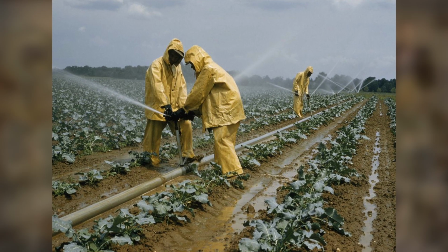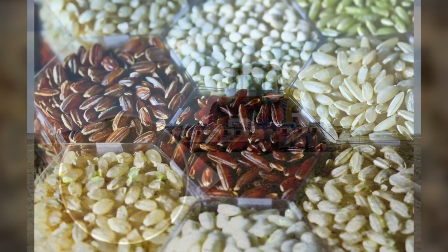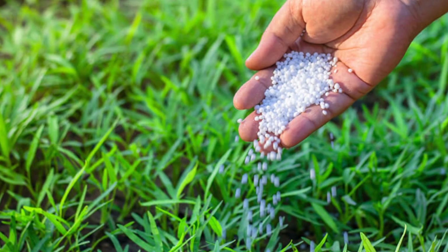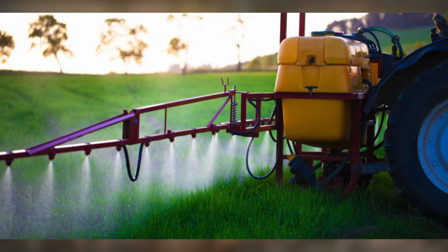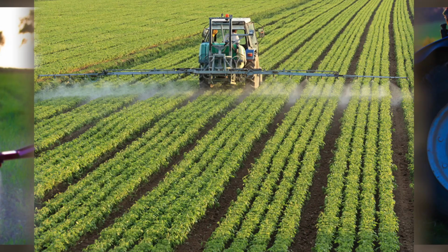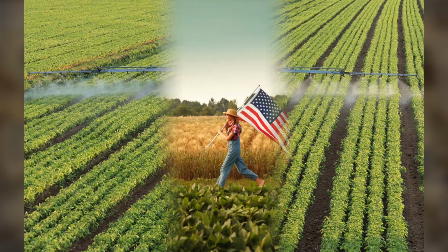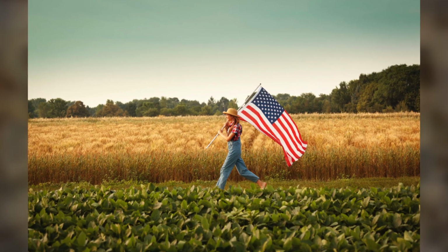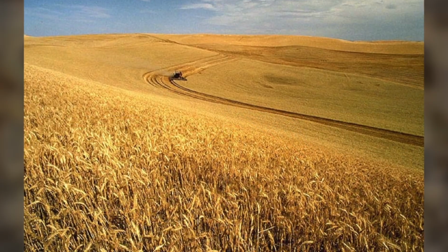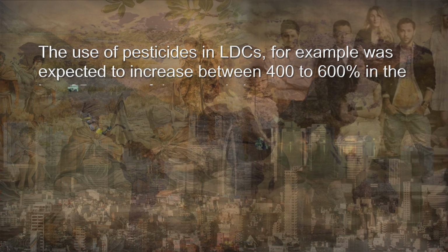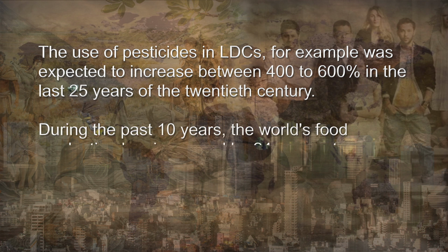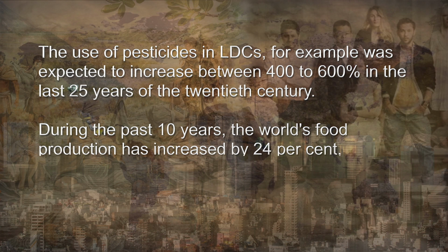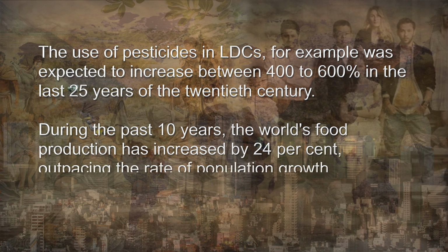In more recent years, the technology has produced a broader variety of techniques, new kinds of seeds, chemical fertilizers, pesticides, and more sophisticated machinery. The use of technology has made possible the rapid expansion of agriculture in the United States and other most developed countries and less developed countries. The use of pesticides in LDCs, that is less developed countries, for example, was expected to increase between 400 to 600% in the last 25 years of the 20th century.